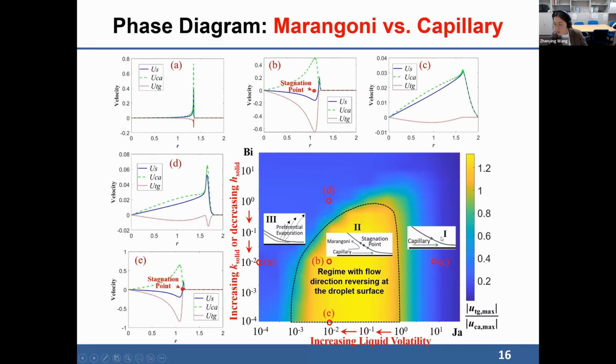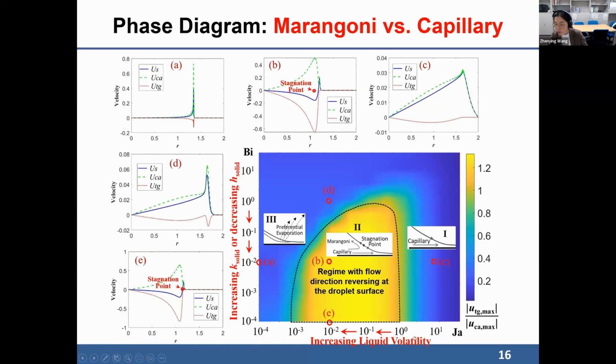In the first region, you can regard that the droplet rarely evaporates. The volatility is very small. In this case, it is close to our isothermal state, so it is the capillary effect that dominates the droplet dynamics.